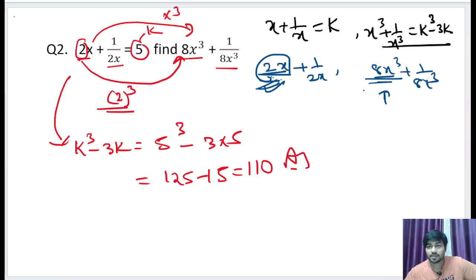Then only can we apply these formulas that I have told you, either this or that of the square. So in both cases, keep in mind that the actual format of the question should not change.